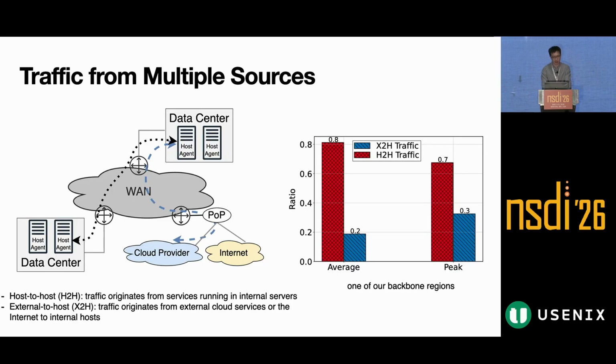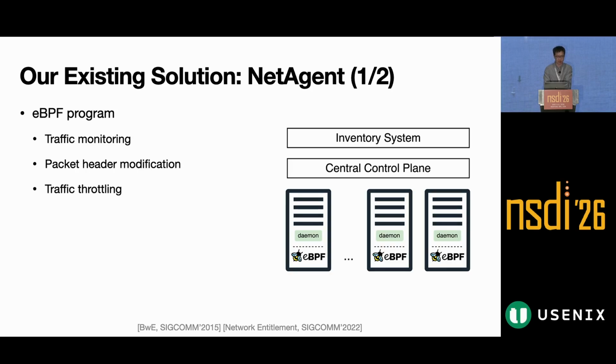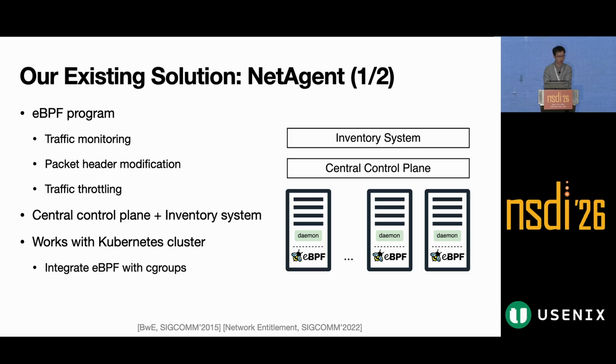In this figure, we can see the average and peak traffic ratios of different traffic types in one of our backbone regions. Clearly, X2H traffic is an important scenario in our network. To tackle this, inspired by previous work, we have deployed a host-based daemon on each server named Net-Agent. Net-Agent utilizes eBPF programs in the kernel to implement a set of functionalities, including host traffic monitoring, packet header modification, and traffic throttling. With a central control plane and inventory system, it can work with our containerized infrastructure.